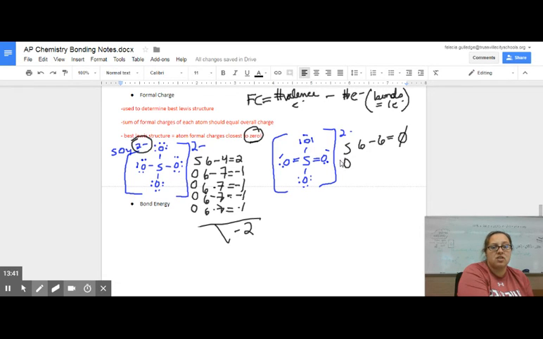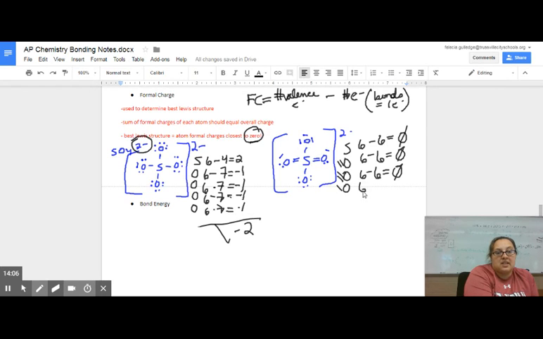Oxygen, let's do the oxygen double bond. I'm just going to put a little double line there. We have 6 minus the oxygen's electrons, 1, 2, 3, 4, 5, 6. So that's also 0. So this one's looking pretty good. We have another double bonded oxygen there, so it'll be the same. And then let's look at the single bonded oxygen. So we have 6 minus 1, 2, 3, 4, 5, 6, 7.